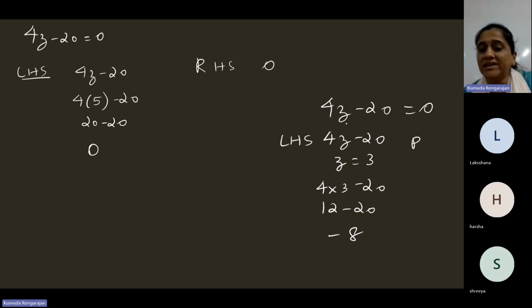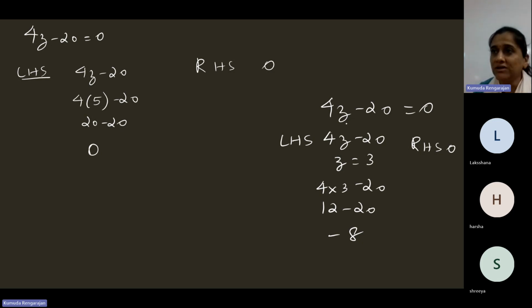But what's the value on the right-hand side? 0. Is the left-hand side equal to the right-hand side? No. But it's an equation, no? The given thing is an equation, but it's not equal. What is an equation? Both the sides are equal. The left-hand side and right-hand side, they're equal. That's why it's called an equation. But they're not equal, because 3 is not a solution of this equation. Why is the left-hand side not equal to the right-hand side? Because we have taken 3 as a solution, which is not a solution.